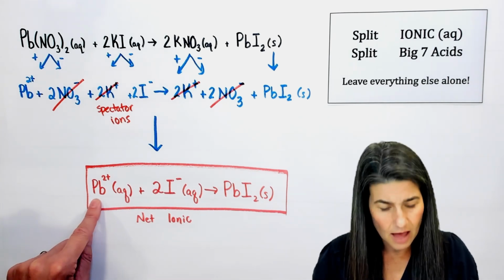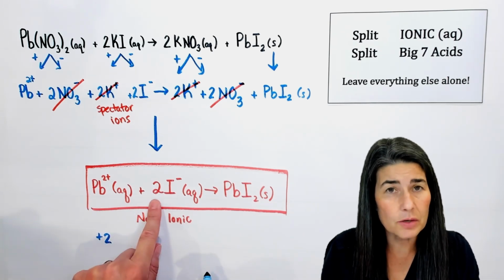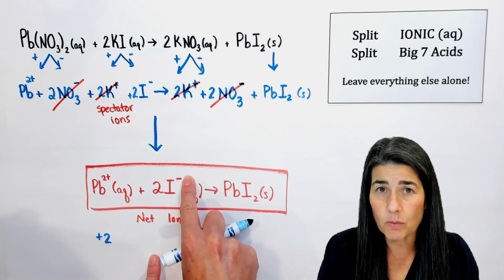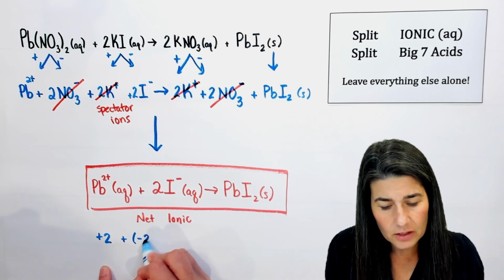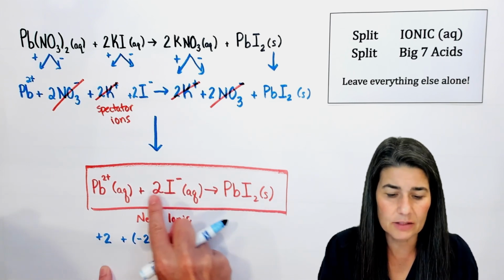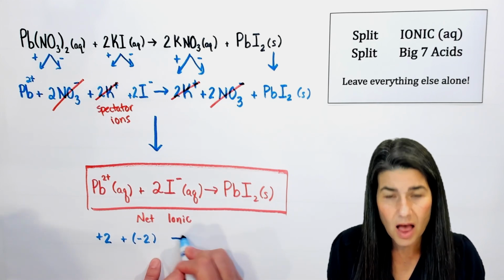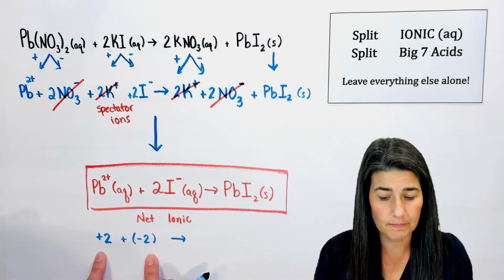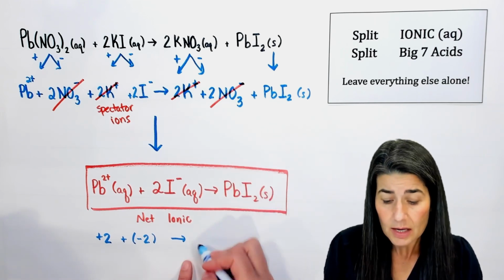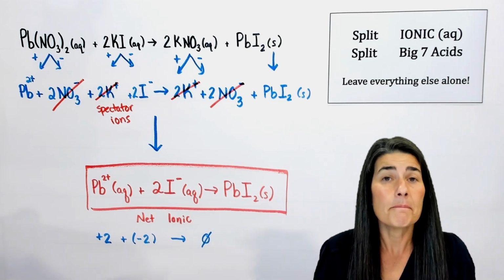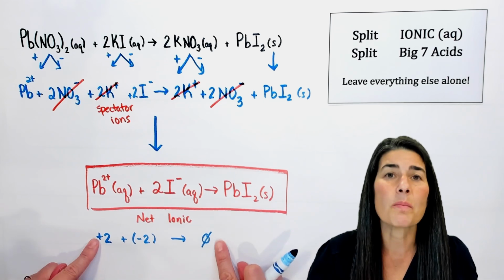So here I have a +2 charge from my lead. I also have two -1 charges from the iodine. So I also have a -2 from all of my iodines. 2 times -1 is -2. That equals 0 on the left-hand side of the equation. On the right-hand side of the equation, I don't see any charge shown, so that is also 0. My equation is balanced not only by elements, but also by charge.